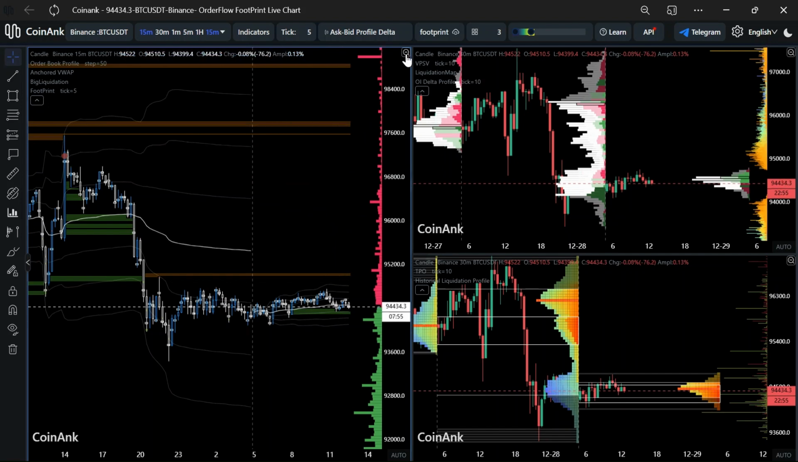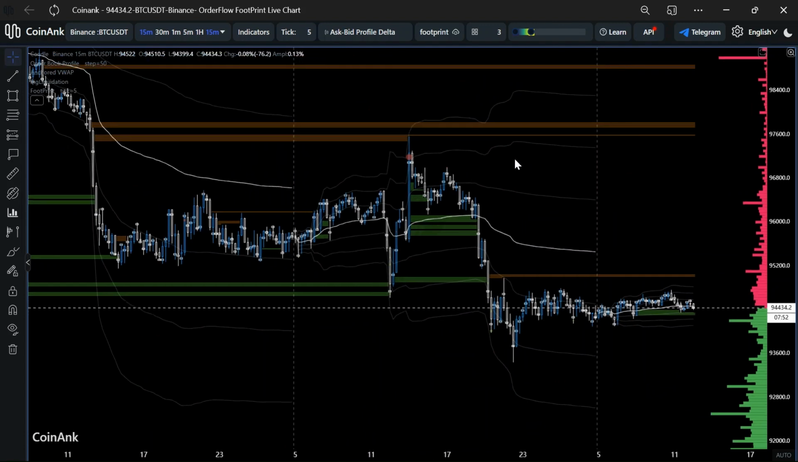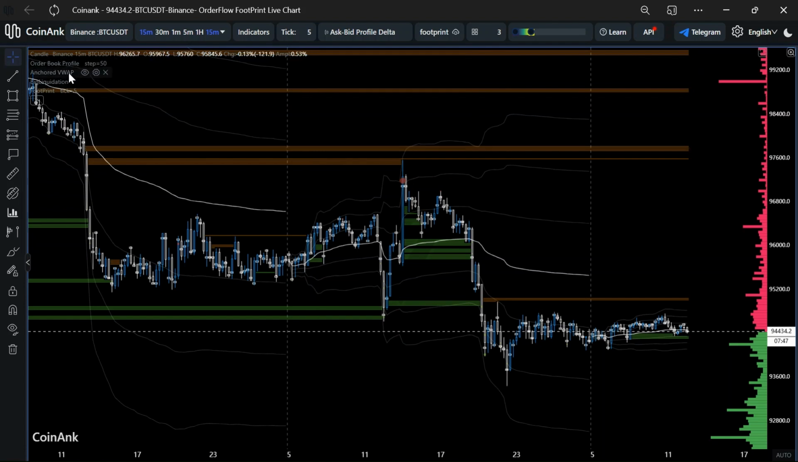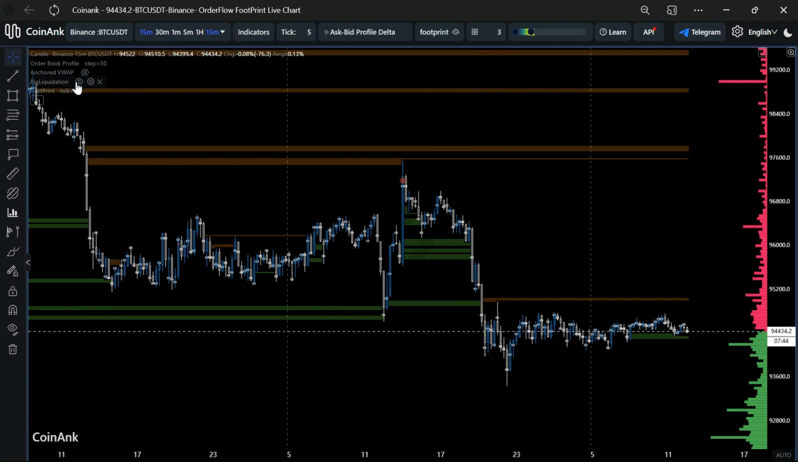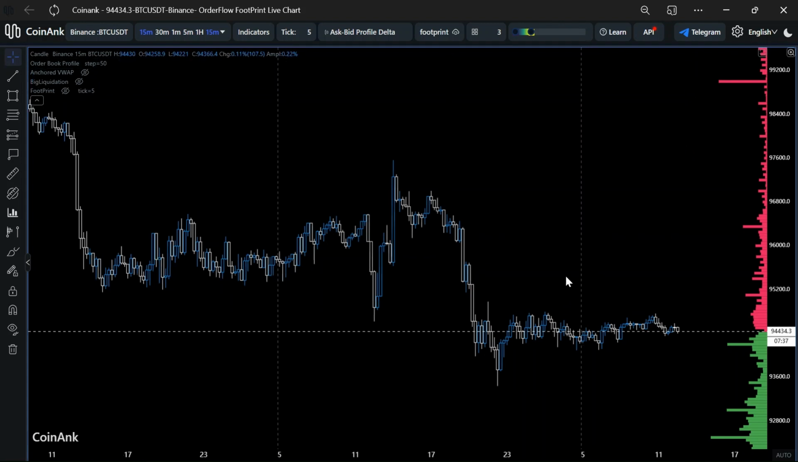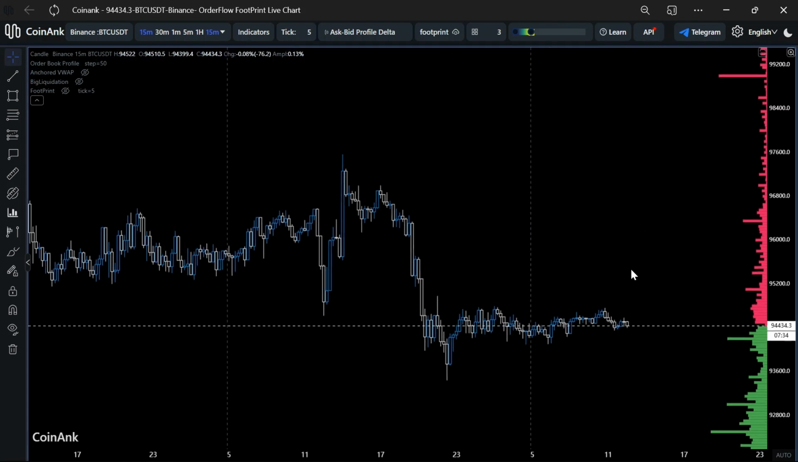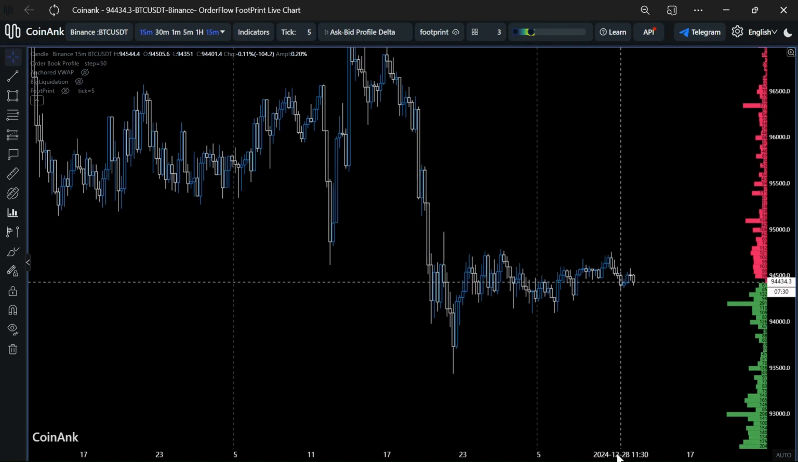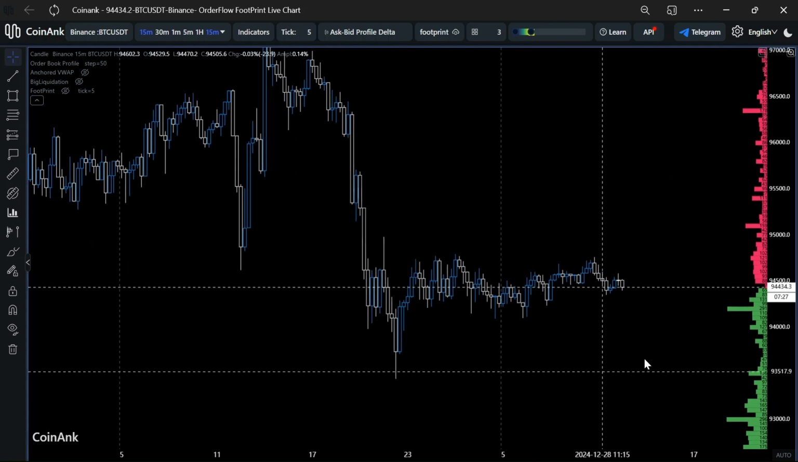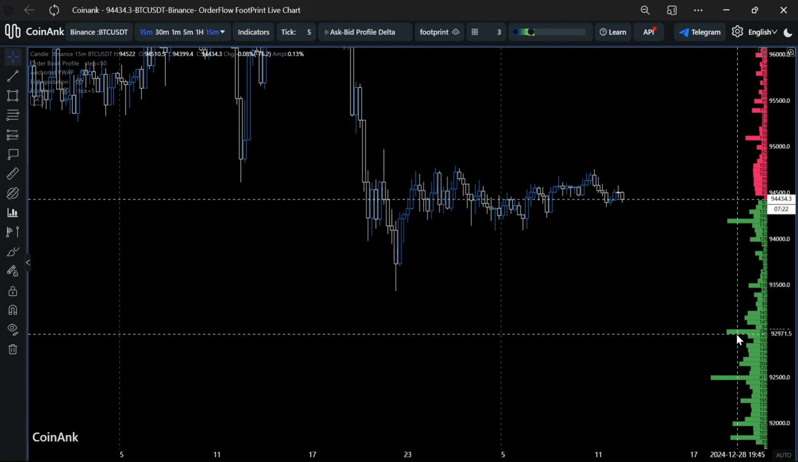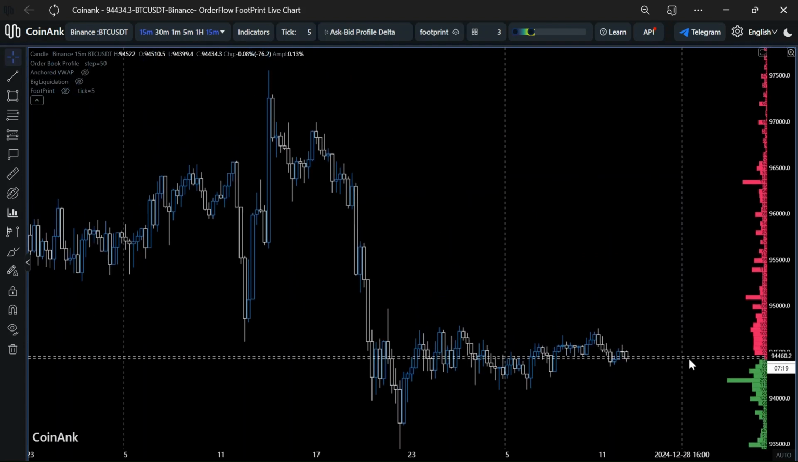So this is the main order flow chart. Let's discuss each of the indicators here. We have daily VWAP, large liquidations, order book profile, and footprint. First is order book profile. It shows limit orders above and below the current price. Above the current price are ask/supply, which act as resistance, while below are bid/demand, which act as support. The larger the order, the stronger the level.